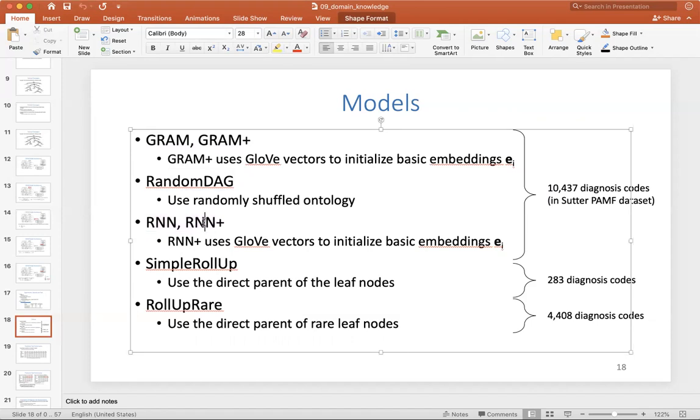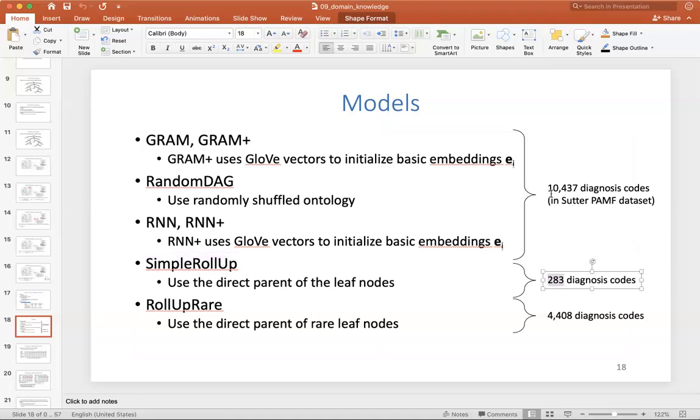And RNN Plus is where you pre-train the W matrix using GloVe. Simple rollup is a stupid way to inject domain knowledge, which is to just convert all the leaf nodes into a great-grandparent, something very high up in the hierarchy. That's why the number of codes drastically decreased from around 10,000 different ICD-9 codes to only 300 diagnosis codes, because you're mapping all the leaf nodes into a higher ancestor node.